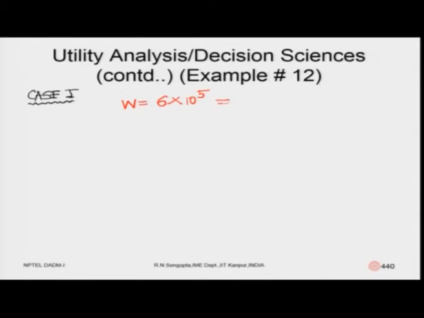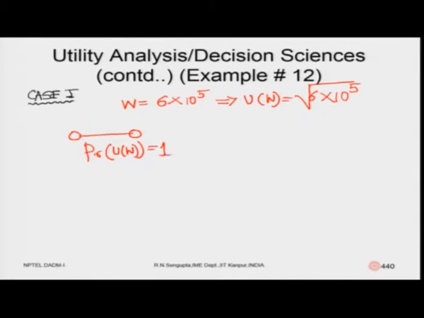So, the corresponding value of UW would be the square root of 6 into 10 to the power 5. So, the decision W is the investment, the probability for UW in this case is equal to 1, and the UW value is given as square root of 6 into 10 to the power 5.